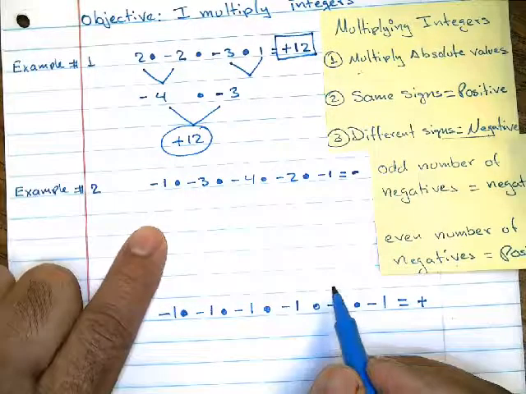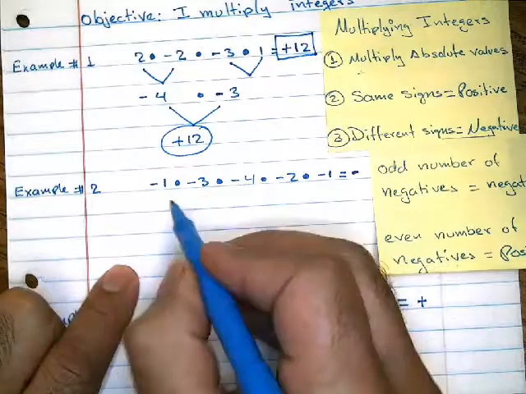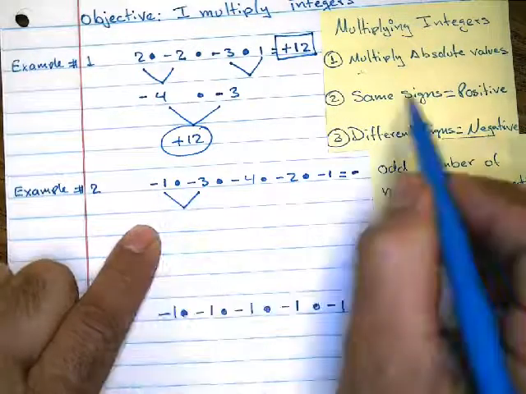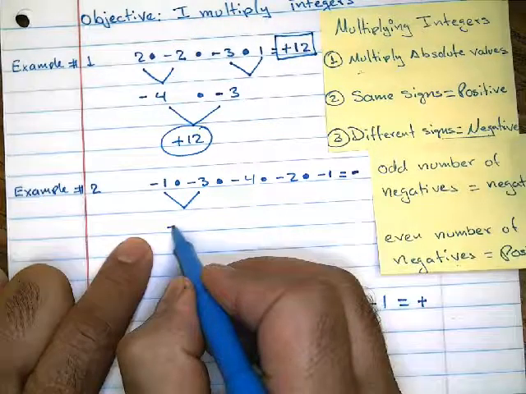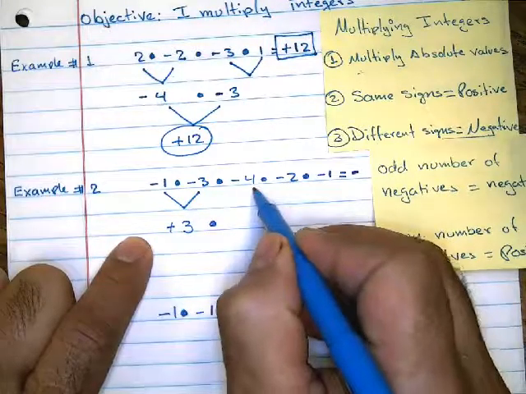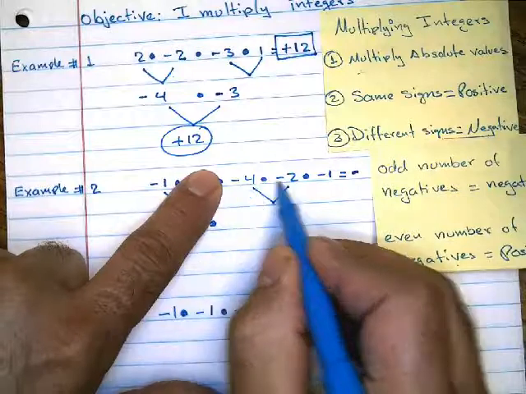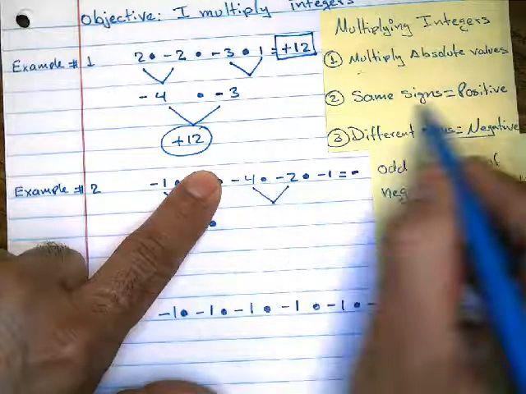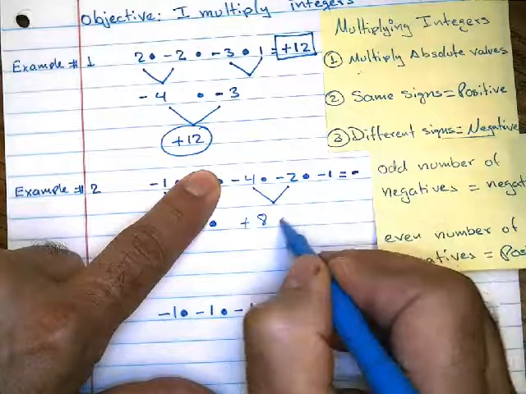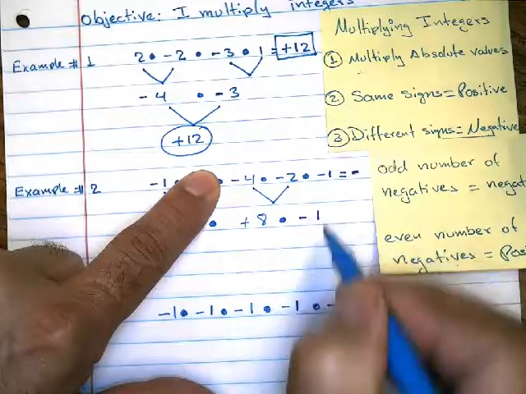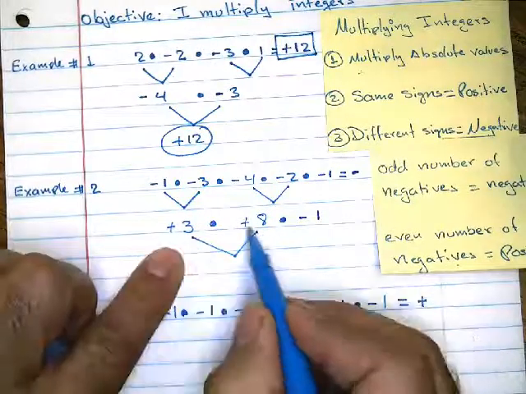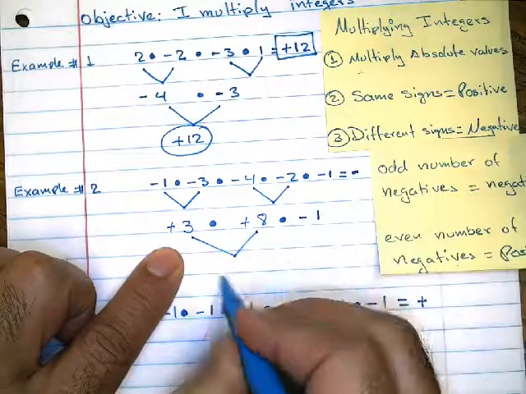For this other one, I'm going to do the same thing. I'm going to multiply my first two numbers. These two numbers have the same sign, so that means that the answer is going to be positive. 3 times 1 is 3. I'm going to multiply these two numbers. These two numbers have the same sign, the answer is positive, so 4 times 2 is 8. And I'm going to bring my last number down. Now I'm going to multiply these two numbers. These two numbers have the same sign, so the answer is going to be positive.